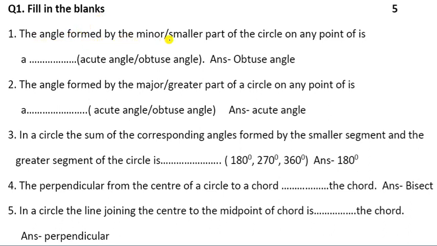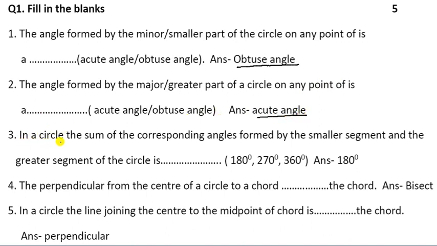The angle formed by the minor or smaller part of the circle at any point is: the first option is acute angle or obtuse angle. Our right answer is obtuse angle. Now second, the angle formed by the major or greater part of the circle at any point is acute angle. You have to write this answer in the blanks.